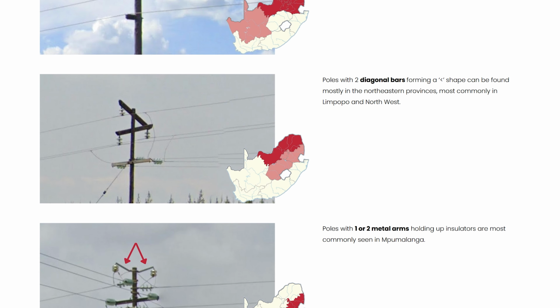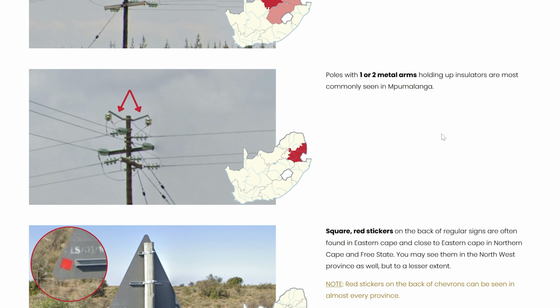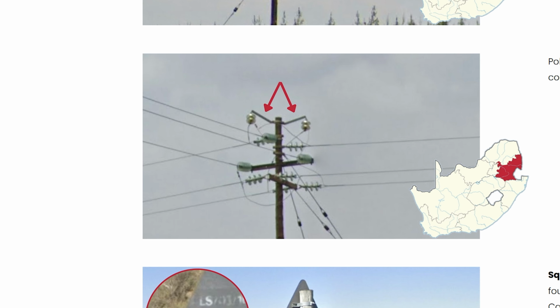2 poles forming a less than shape can be found also northeast, commonly found in Limpopo and Northwest. Poles with 1 or 2 metal arms holding up insulators are most commonly seen in Mpumalanga. Wow, that is definitely an interesting looking telephone pole. It looks like a freaking robot, like a really messed up one, like one in Sid's room from Toy Story.